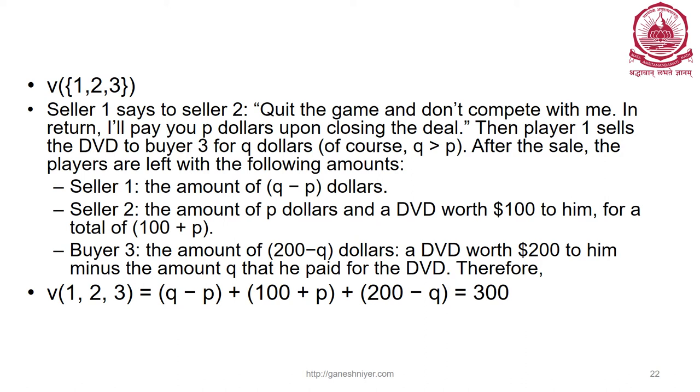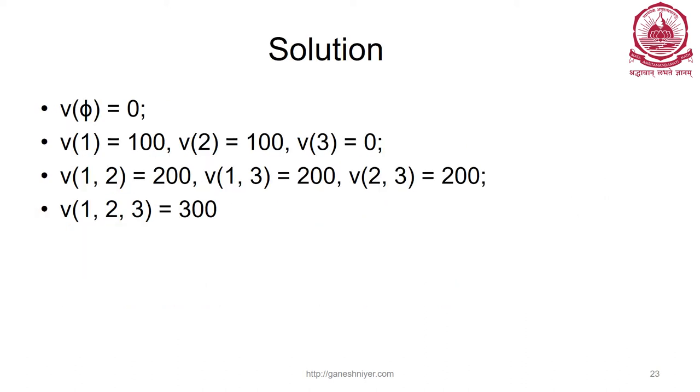Intuitively, which is also true, I value the item as 200, so if I buy it, I have an item worth 200, plus someone who is still trying to sell has a $100 item, so the total is 300. So the solution will look something like this: null set 0, and then individually and in groups how much is the worth for each coalition.